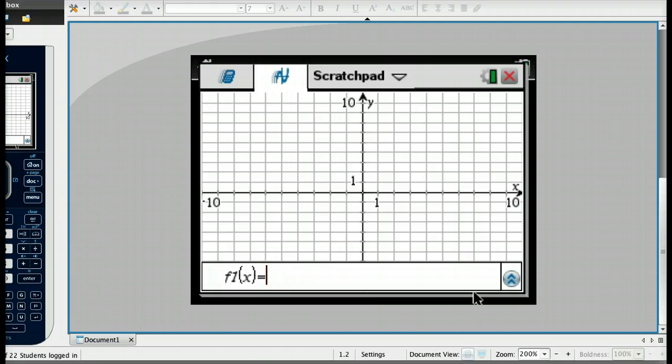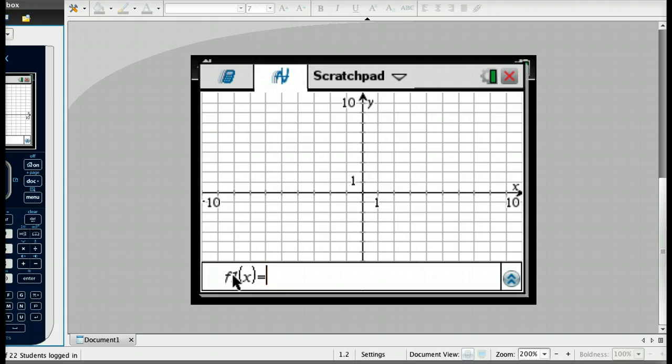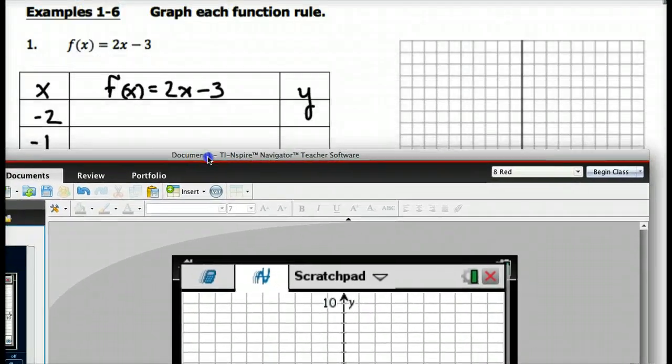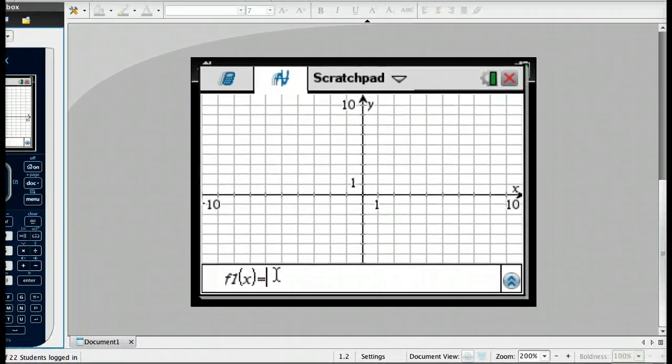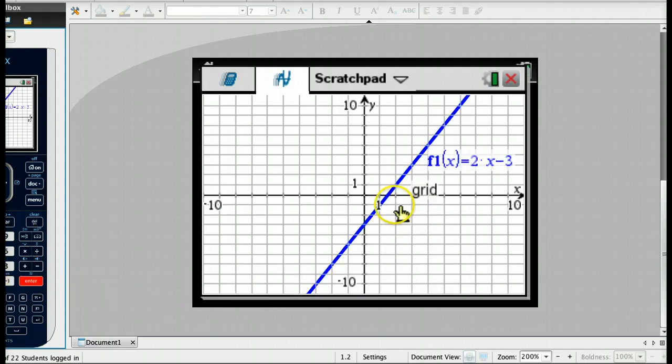Then if you hit tab, that's going to bring up this little bar down here. It's going to say f1 of x equals, and that's going to allow you to type in whatever comes after the equal sign for each of these functions. For our function, we have f of x equals 2x minus 3, so we're going to type in the right side of that equation, 2x minus 3, just to get an idea of what the line looks like. So 2x minus 3, and if I hit enter, I should get a line.